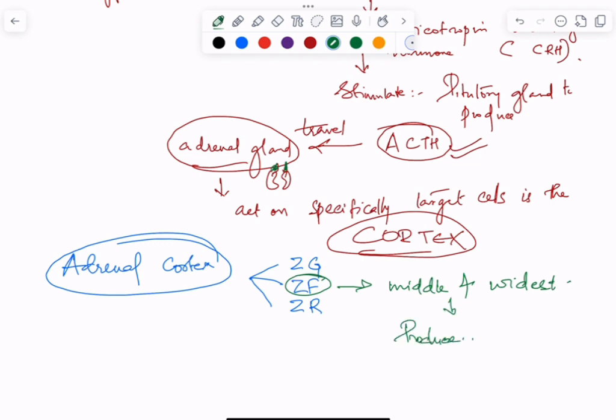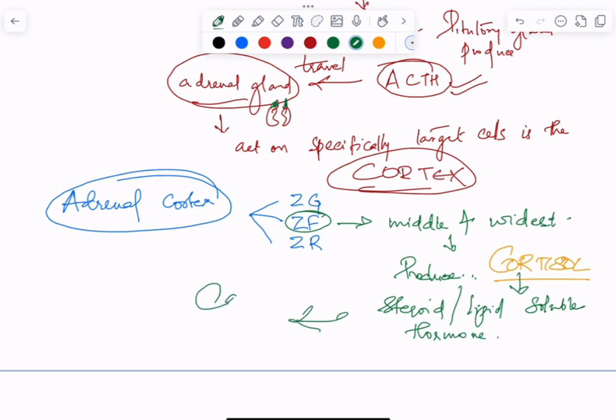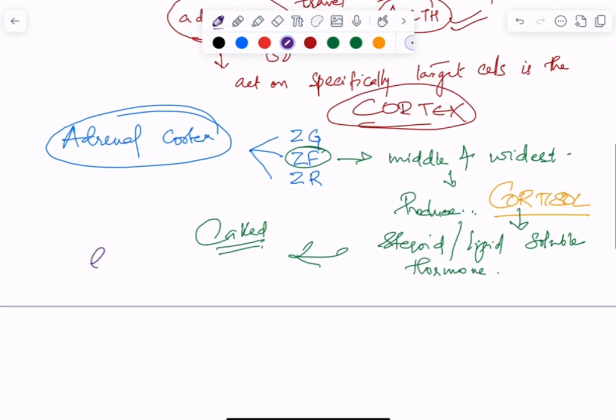Cortisol is a steroid or lipid soluble hormone, also called a glucocorticoid. So this cortisol, these glucocorticoids, are not soluble in water. The main point is that these are not soluble in water. They are lipid soluble hormones. So where is it going and where is it acting?